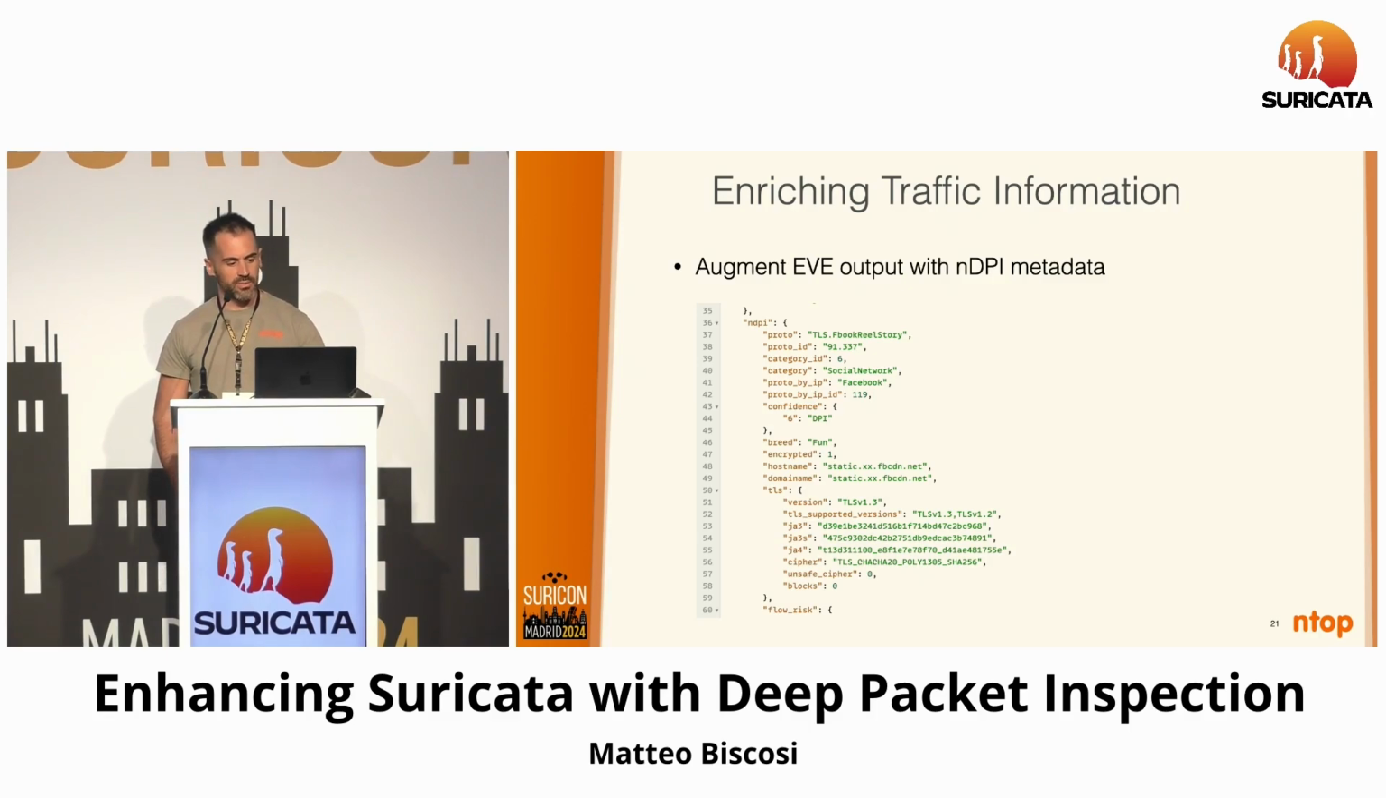And then the breed, if the protocol is safe, unsafe, if it's about fun or other. Okay, it's encrypted. Then we have the server name and other TLS metadata, including the JA3, JA4, the cipher, and other information. And we also have the flow risks. Now, in this case, it was empty. So it's a list of risks detected by nDPI on the flow.